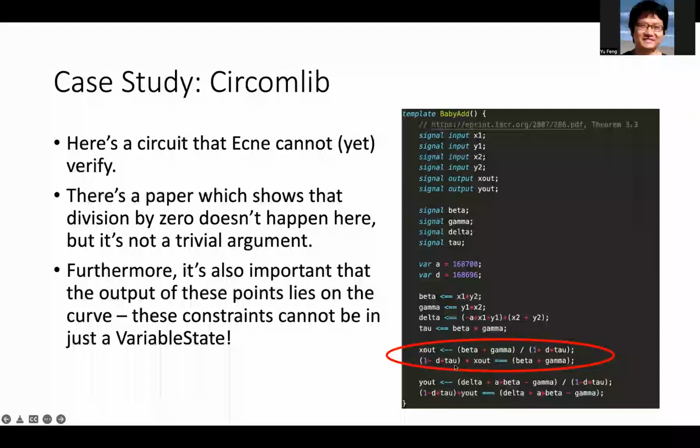So in that case, this would be underspecified. The reason why this can be 0 is because d and tau are numbers in a finite field. So it's possible for 1 plus d times tau to be 0 mod p. Does that explanation make sense?